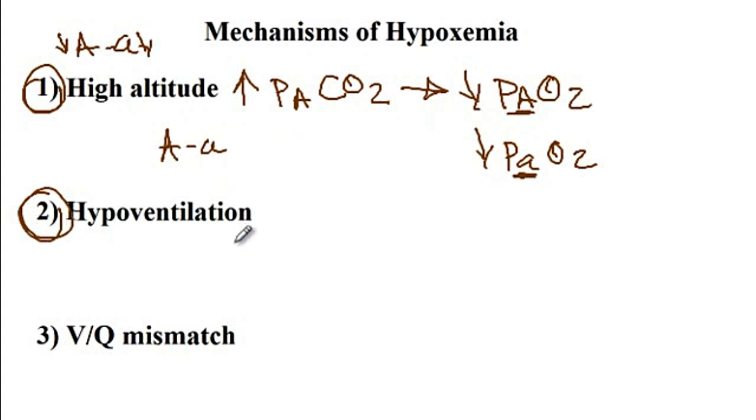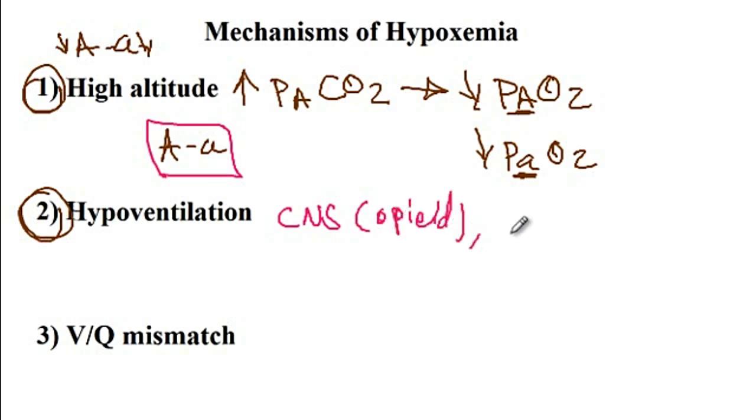Similar concepts apply to hypoventilation, where the AA gradient remains constant, and conditions that can cause hypoventilation include, for instance, CNS depression, which could be, for instance, from opioid toxicity. It could include, for instance, Guillain-Barré syndrome, where there is a problem with the muscles of the chest wall, as a consequence of which patients cannot ventilate, and so it will cause hypoventilation.